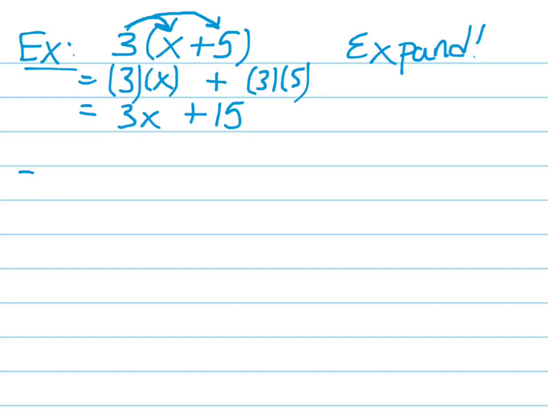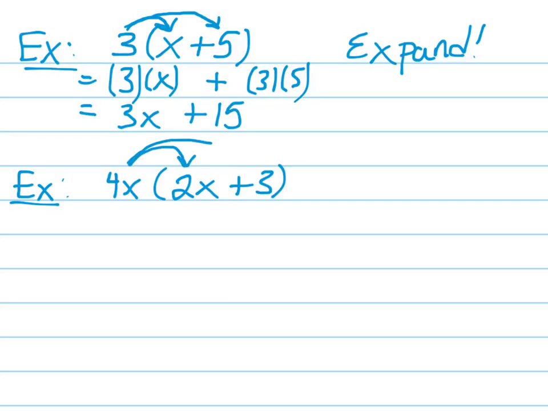Let's try a slightly different one, maybe a little bit of a harder one. So let's throw a variable outside, so let's call it 4x times 2x plus 3. So we'll write the little arrows again. A lot of my students call this the claw, and you can sort of see it makes claw marks of a cat or something like that.